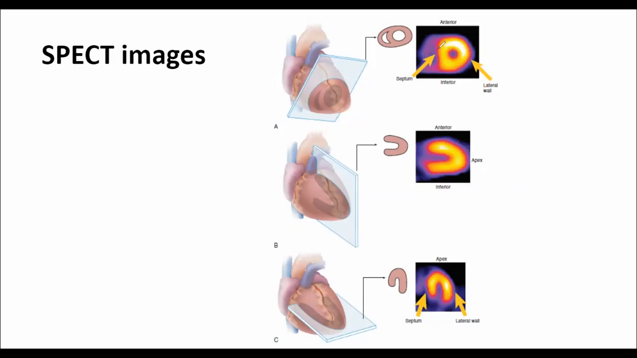Okay, what are the different segments? Anterior, inferior, lateral, septum. At the apical level, we have only anterior, inferior, lateral, septum. As we come to the mid cavity level, then it will be anterior, anteroseptal, anterolateral, inferior, inferolateral, inferoseptal. This is anterior, inferior, apex, septum, lateral, apex. So we call it a 17 segment model.